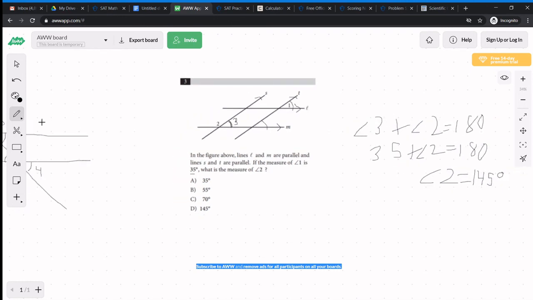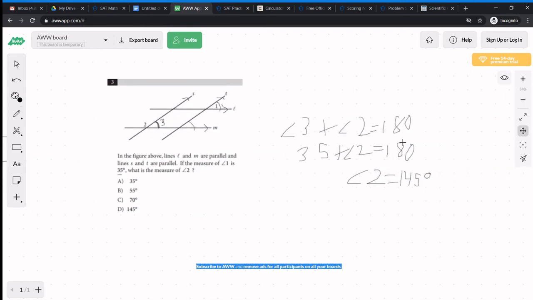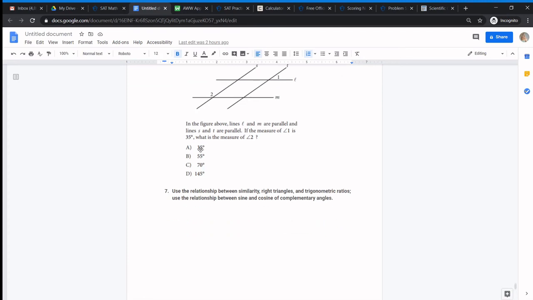Once you get a hang of the different angles, these problems should get a lot easier. Again, if you have any questions, feel free to ask. Alright.